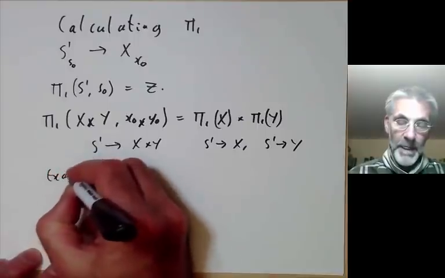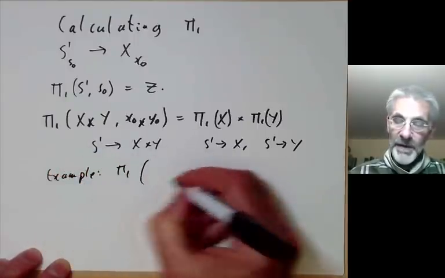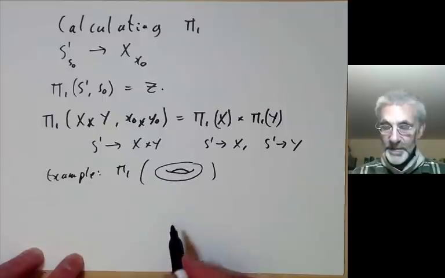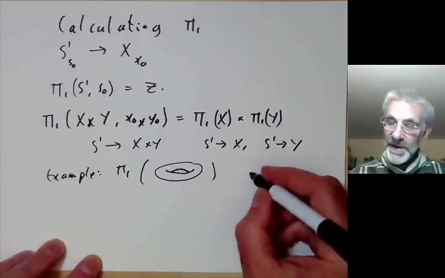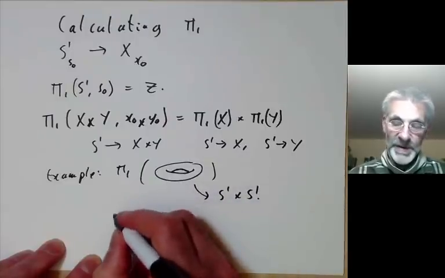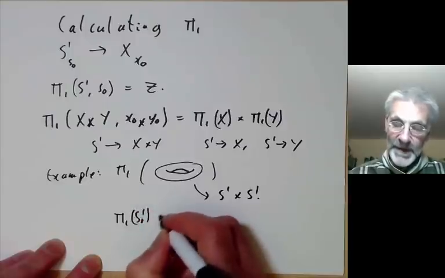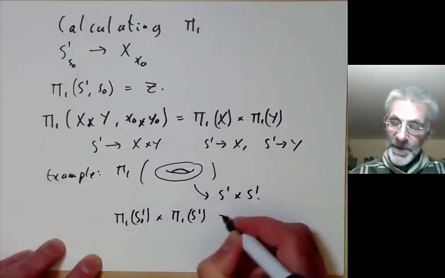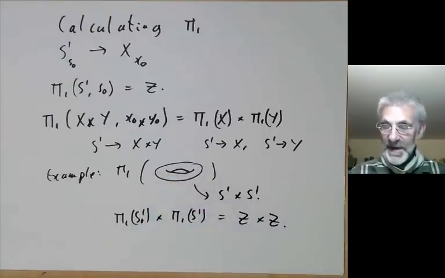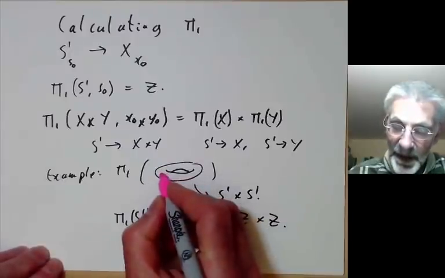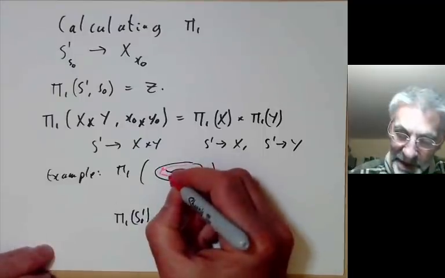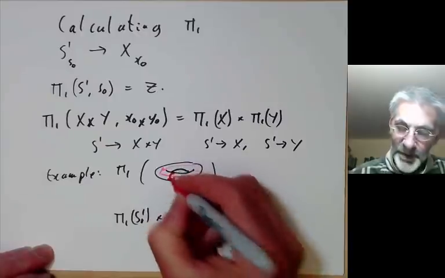An example of this is the fundamental group of a torus. So we might have a torus in R3 looking something like this. And that's easy because the torus is just isomorphic to S1 cross S1. So the fundamental group of the torus is just pi1 of S1 times pi1 of S1, which is just Z times Z. And it's fairly easy to see what the two copies of Z are. One copy of Z is you go round that way, and the other copy of Z corresponds to going round this way.